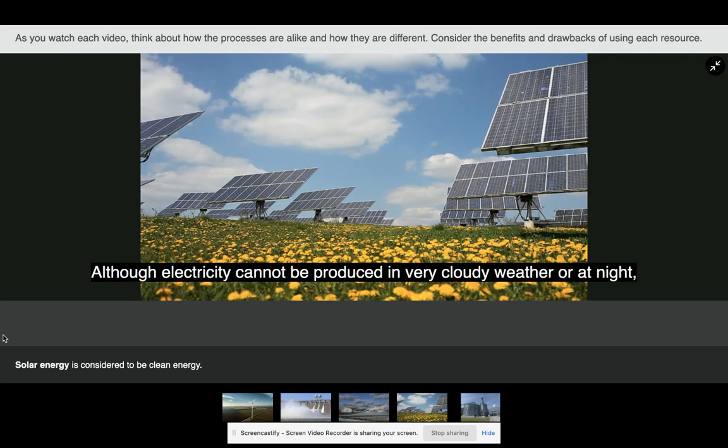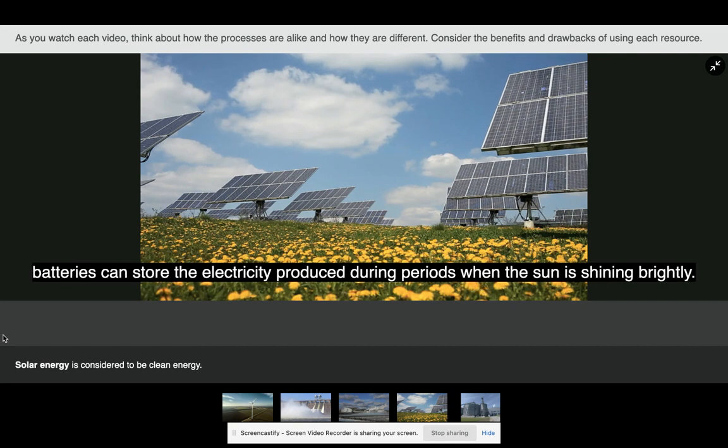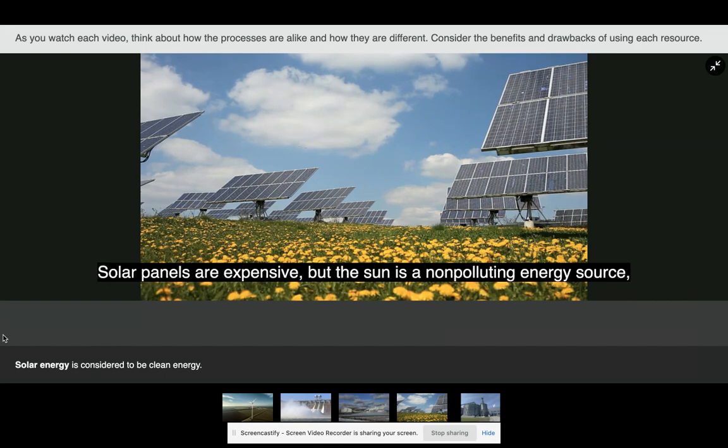Although electricity cannot be produced in very cloudy weather or at night, batteries can store the electricity produced during periods when the sun is shining brightly. Solar panels are expensive, but the sun is a non-polluting energy source, although creating the solar panels and batteries can produce pollution.